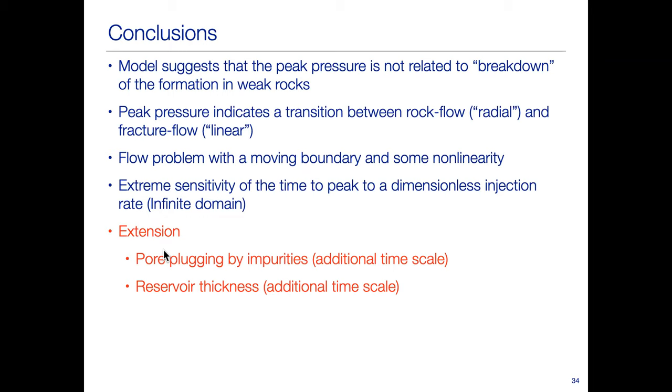Okay, and so in terms of conclusion, again, I want to stress it's a very simple model. It ignores something very important in water flooding, which is pore plugging by impurities, that we can show adds an additional time scale. I didn't mention that the first model was characterized by one time scale, the second model was characterized by two time scales. And now if we want to take into account the pore plugging, we need to add an additional time scale. And if we need to take into account the reservoir thickness, we have another time scale. So then that model would be characterized by four time scales. And this is not for the faint heart. This is not an easy problem to solve.